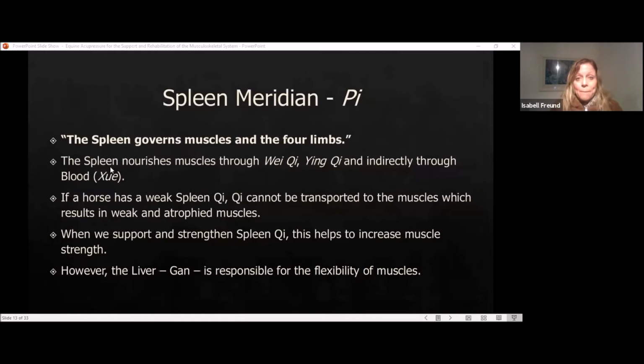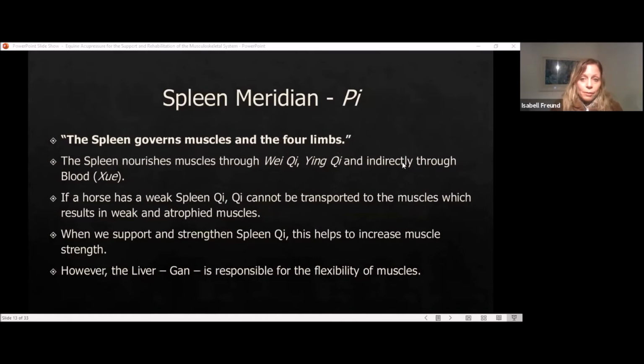The spleen has a very big function when it comes to the transport and transformation of qi in the form of Wei Qi, which is defensive qi, and Yin Qi, which is nourishing qi, to transport it to the muscles and to nourish the muscles so that they can properly function and properly work.